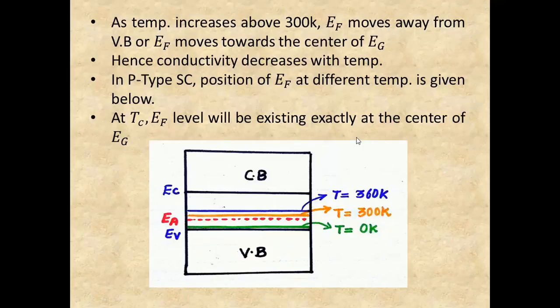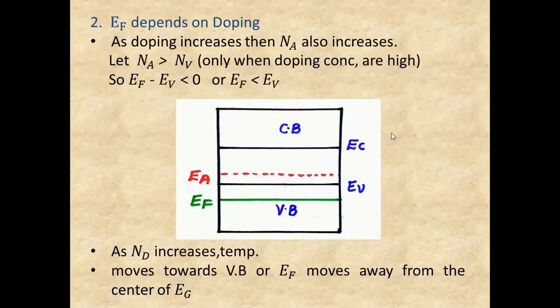So here you can see the Fermi energy. I have tried to show you with 3 different colors how it is different when temperature is 0, and when 300, 360 and so on. Okay, it also depends on doping in the same way as for electrons. As doping increases, your N_A also increases, and everything is the same. So there's no point in explaining the same thing again. I hope you people are very much mature.